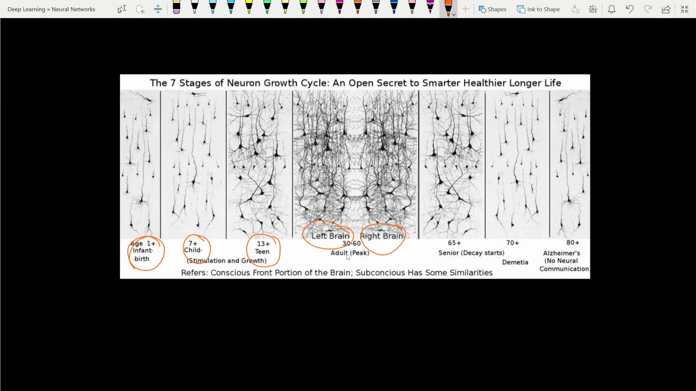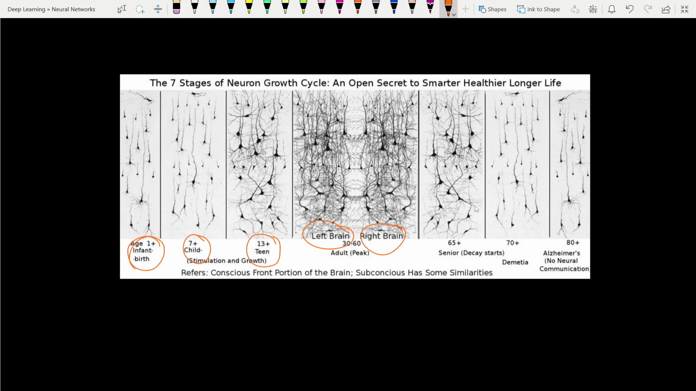So this is the age between 30 and 60. This is the structure of the density of the neurons. At this age, we have the adult peak age, the maximum density, as we have seen for these age groups. And as age progresses, at the age of 65 plus, we will start to forget things.